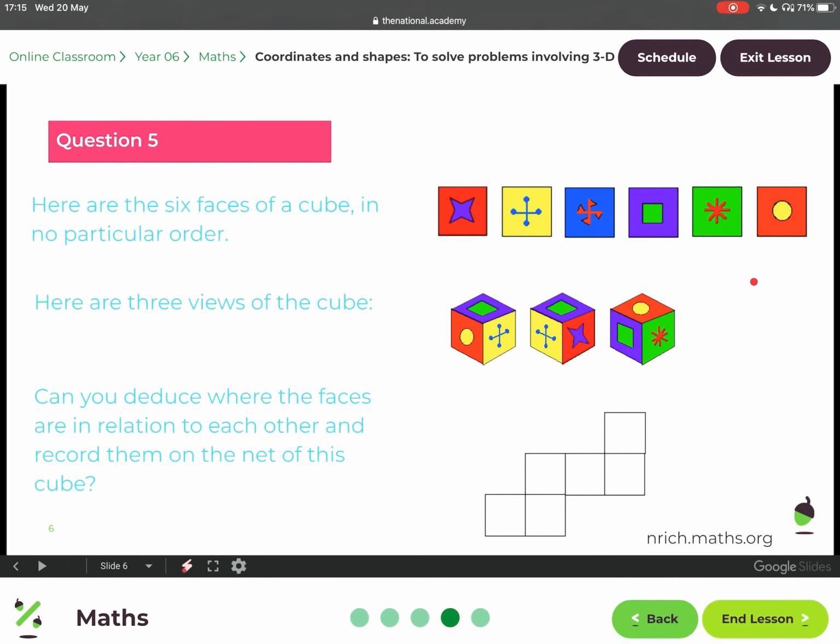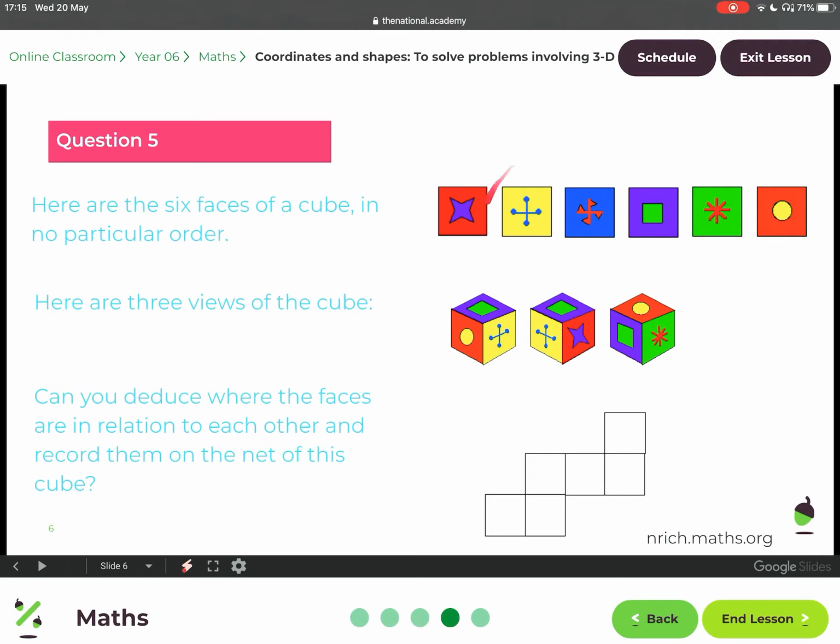Question 5. Here are the 6 faces of a cube, in no particular order. Here are the 3 views of the cube. Can you deduce where the faces are in relation to each other and record them on the net of this cube? So, this square here, it would be there. It would be here. And then, this star would be here.